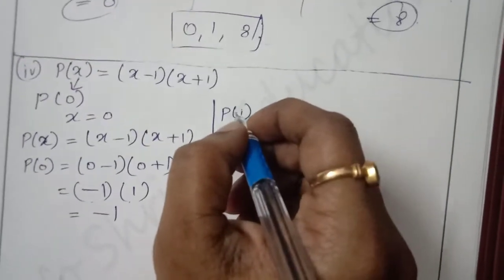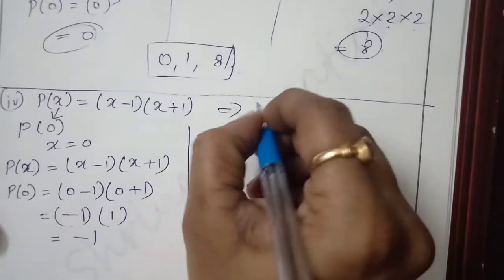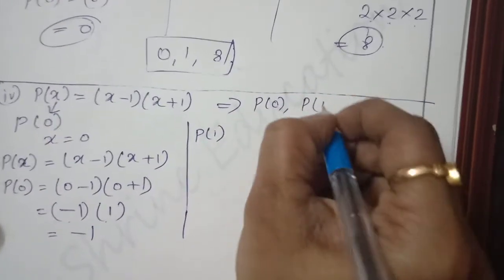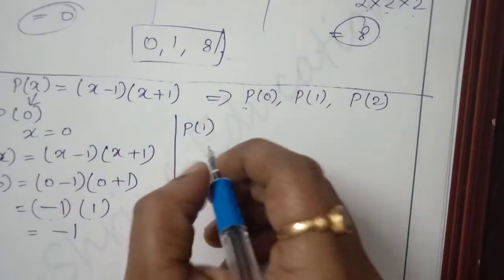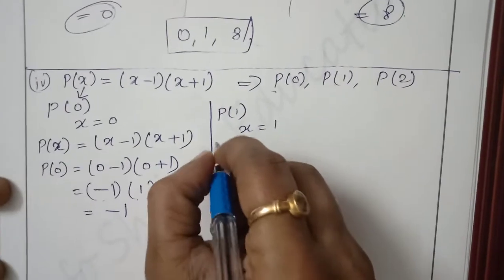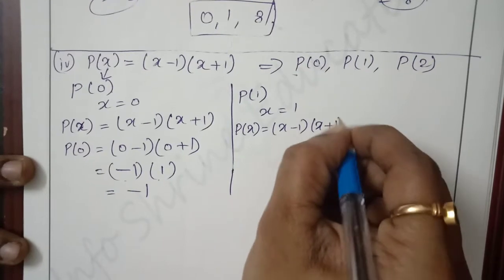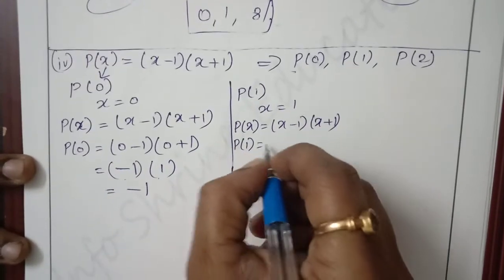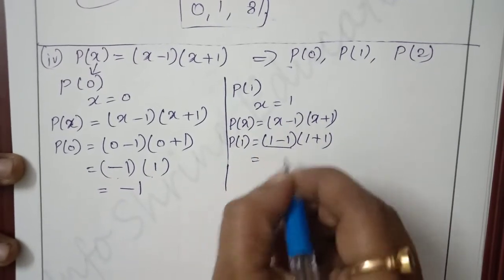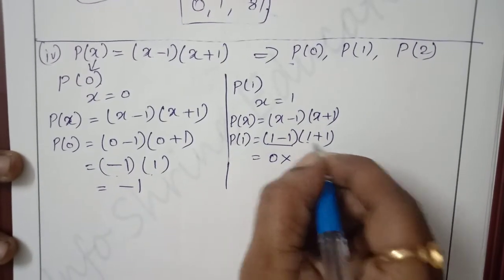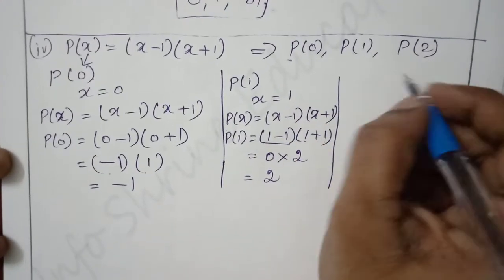And here now P of 1. Let's read the question in the textbook, only then you will understand. Here we have to find P of 0, P of 1 and P of 2. So P of 0 we have done. Now we are doing P of 1. So x is equal to 1. So P of x is equal to (x minus 1) into (x plus 1), which is P of 1 is equal to (1 minus 1)(1 plus 1). So 1 minus 1 is 0 into 1 plus 1 is 2. Therefore, it is 2.